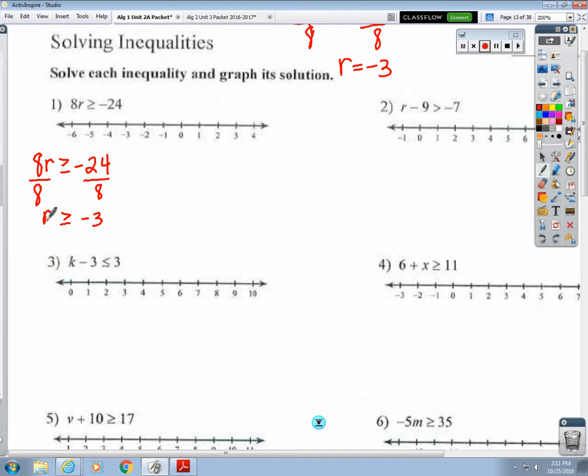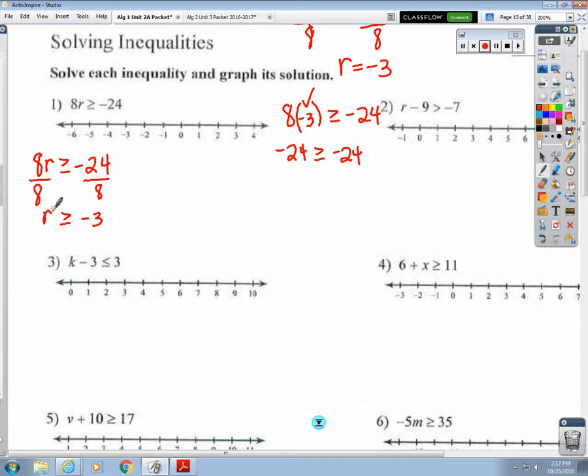Every single number that is greater than or equal to -3 is a solution. So what are some numbers that fall in that category? Greater than or equal to -3? -3. Okay? So if I plug in a -3, 8 times R, which I'm saying is -3, is greater than or equal to -24. Let's see if that produces a true statement. What is 8 times -3? -24. Is -24 greater than or equal to -24? Yes, it's equal to. So see how when I plugged in -3 it made a true statement?